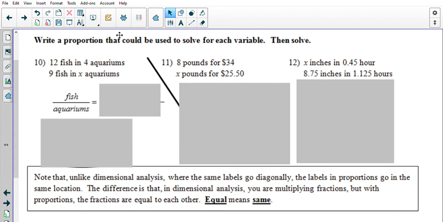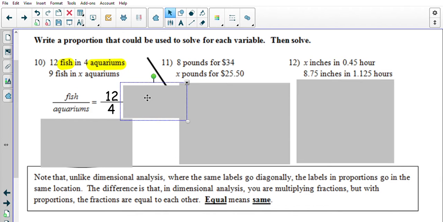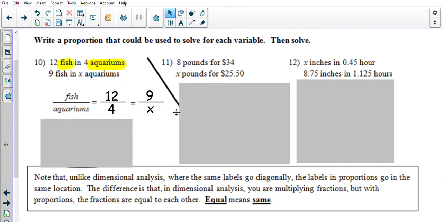But I choose my labels here. My labels are fish and aquariums. And I can put either one on top. I just keep them in the order they're in. Fish over aquariums. So our first fraction is 12 fish in 4 aquariums, so 12 over 4. Our second fraction, we have 9 fish, so 9 goes on top, and X aquariums, X goes on the bottom.